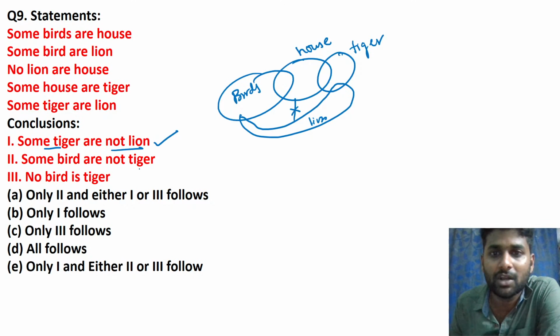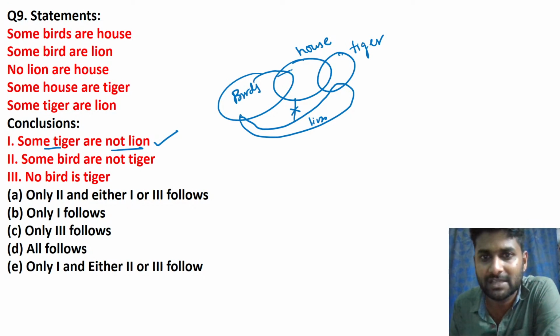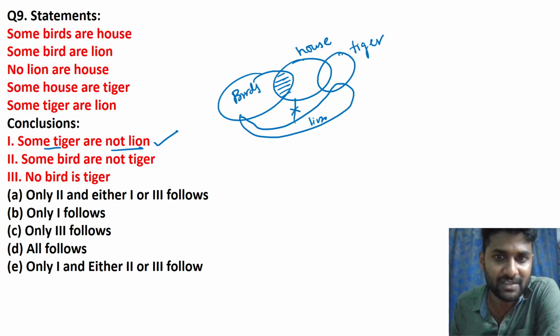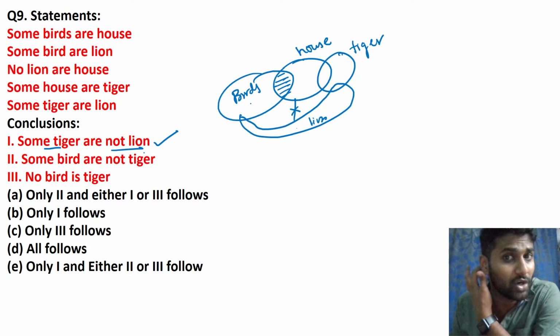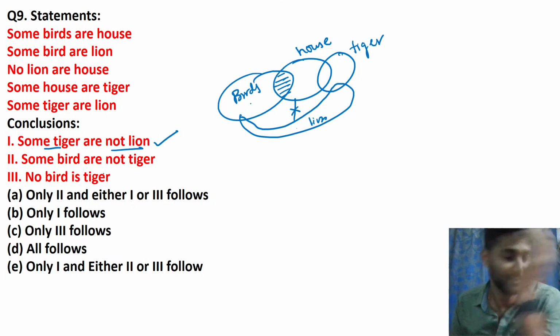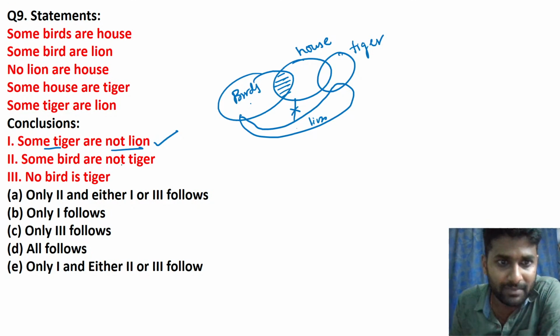Next, some birds are not tiger. Again, we can't assume all birds into the line. Why? Because there is a relation between bird and house, there we can't place a line. That's why some birds are not line. Sorry, some birds are not tiger. I just repeat the conclusion: some birds are not tiger.